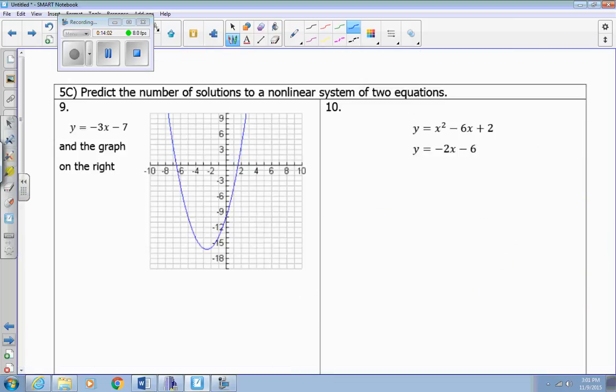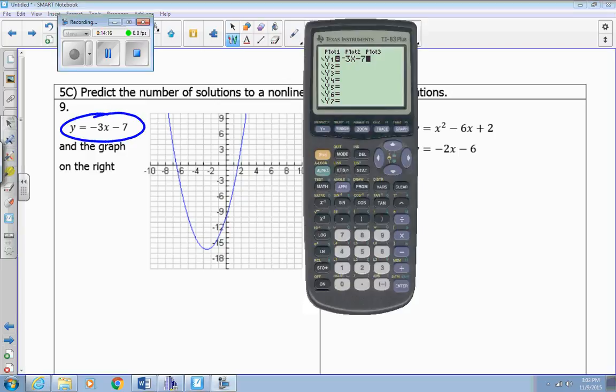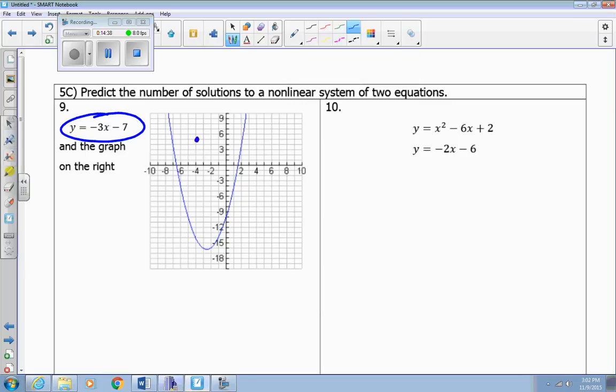For number 9, we just need to predict this, so we have one of the equations already drawn out, the quadratic on the graph on the right. We need to put this into the calculator. So I have it in the calculator. The reason why I want to do this is I want to get some points so I can graph that linear equation onto the graph. So negative 4, 5, negative 3, 2, negative 2, negative 1.